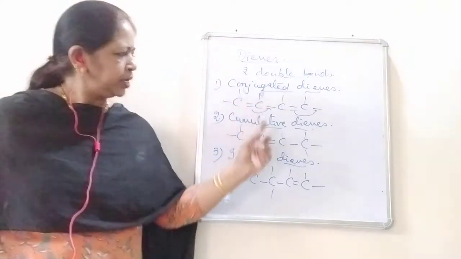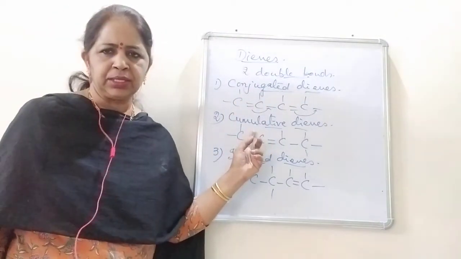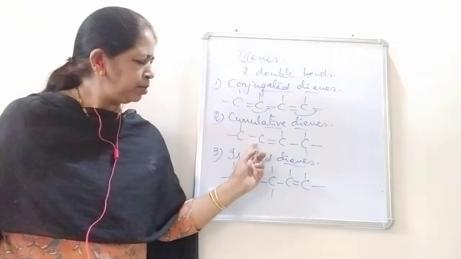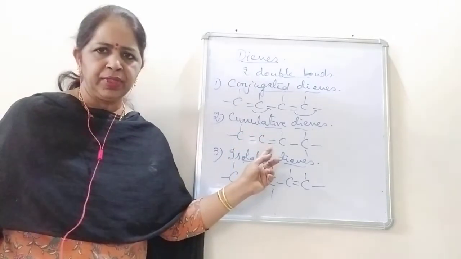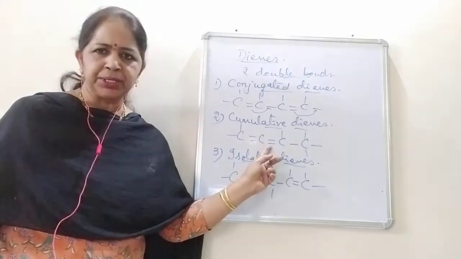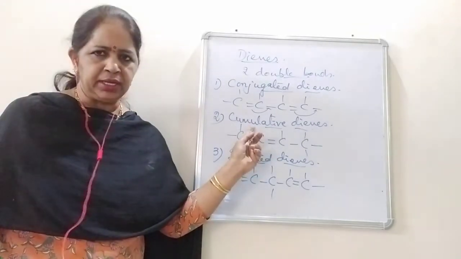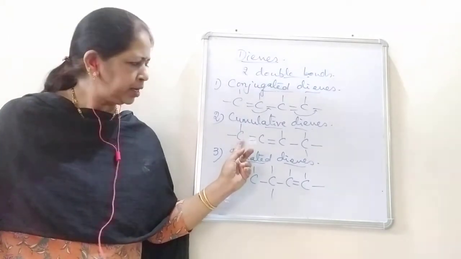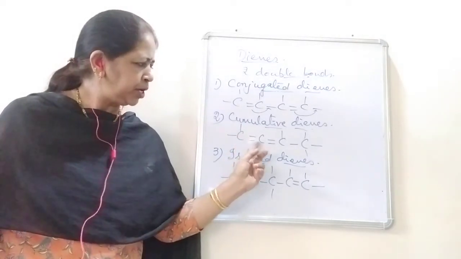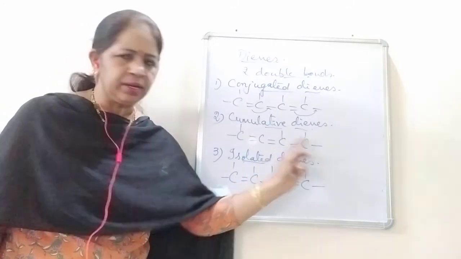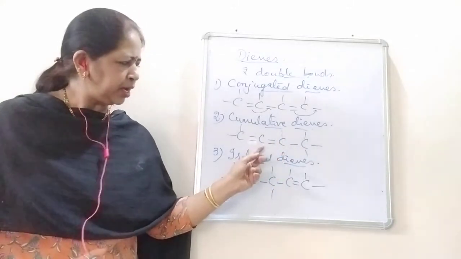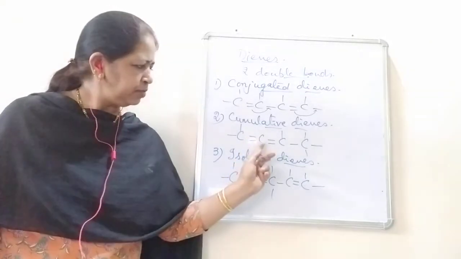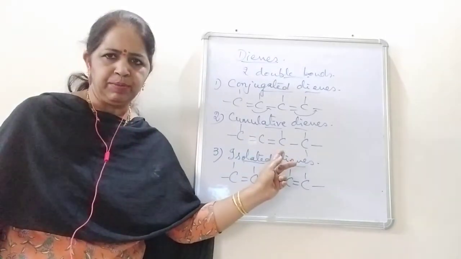The next type of dienes are cumulative dienes. Cumulative dienes are the compounds having the double bonds adjacent. The double bonds are adjacently present in cumulative dienes. Again, a 4 carbon chain I have taken here: carbon, double bond carbon, double bond carbon, single bond carbon. The second carbon has double bonds on either side, with the first carbon and also the third carbon.